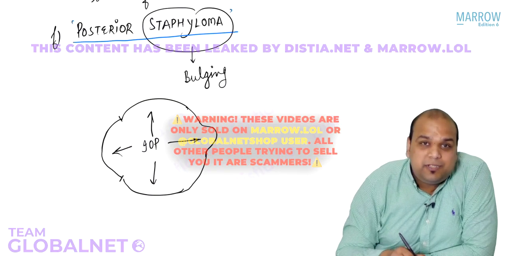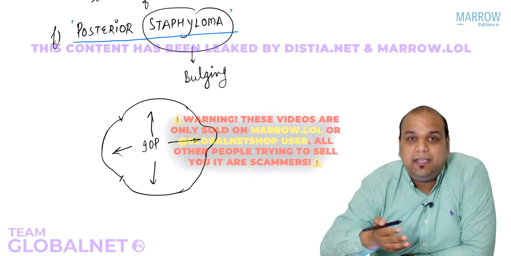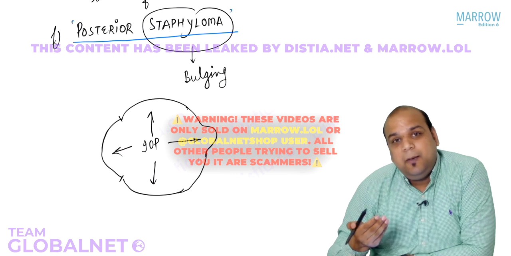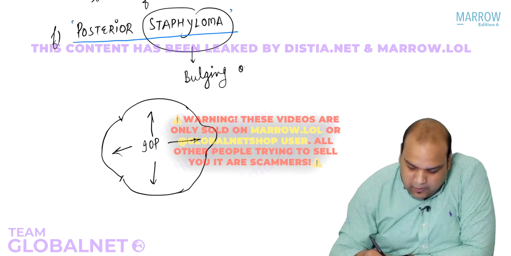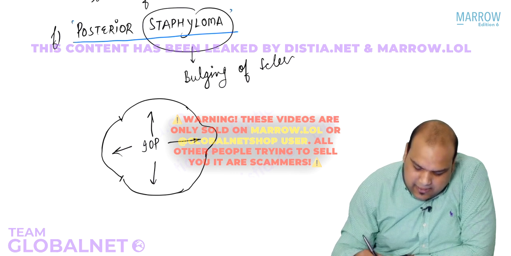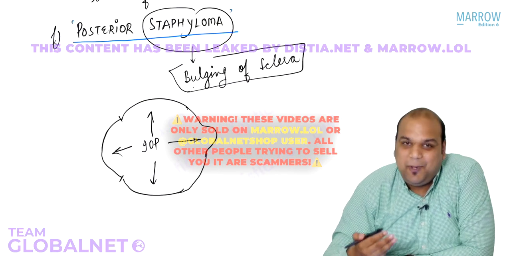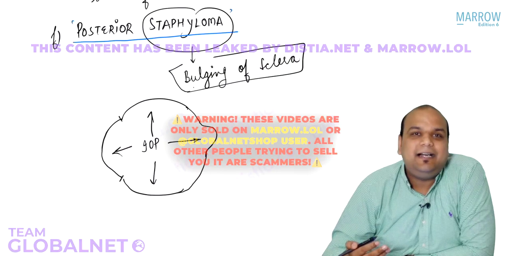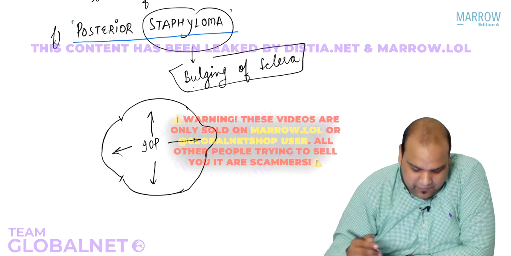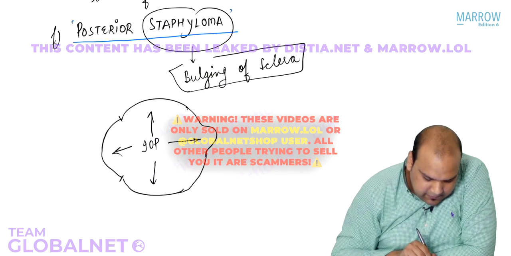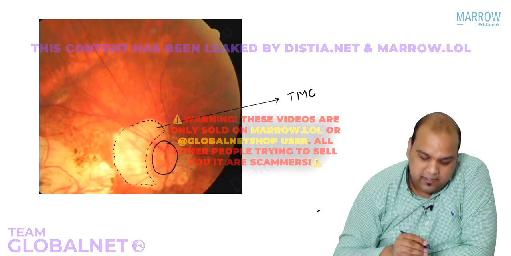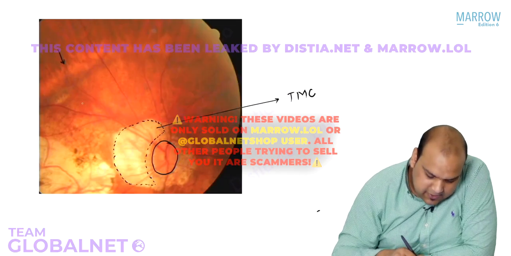Why are we calling it posterior staphyloma? Sclera is which part of the eye? Anterior part or posterior part? Posterior part. So bulging of sclera. I hope you understand. Staphyloma means bulging, posterior means sclera. Yes, everybody, are we clear? Let me show you the actual photograph for this, everybody. See this. Concentrate between my arrows.